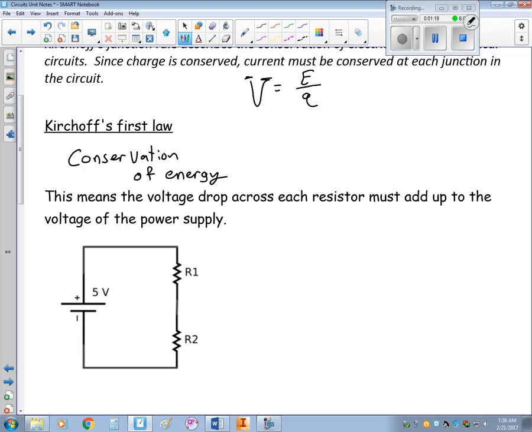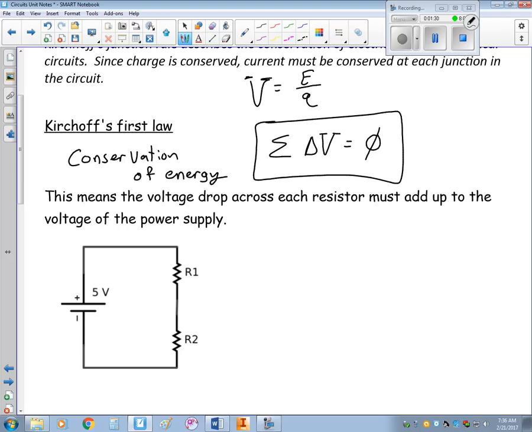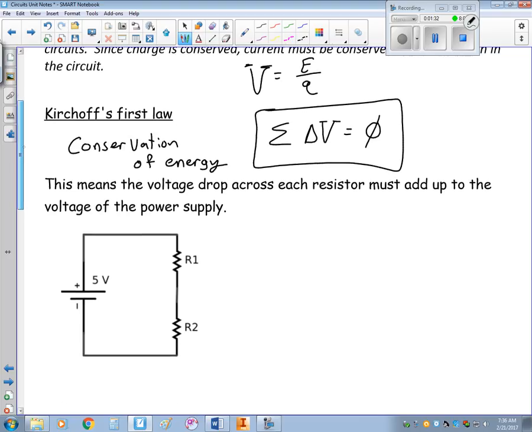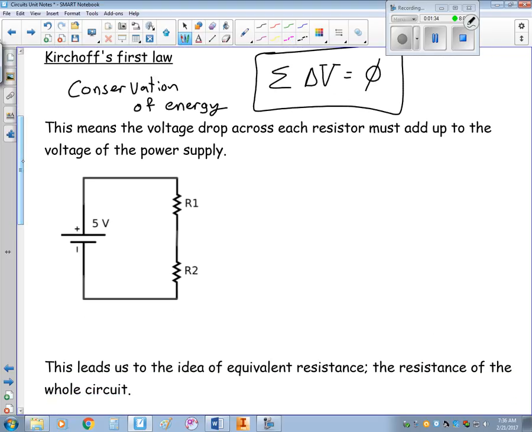So what that means then for Kirchhoff's first law is that the sum of all voltage drops in a circuit must equal 0. So this is Kirchhoff's first law. It also means that the voltage drop across each resistor must add up to being the voltage of the power supply. So here's a circuit, and I've got two resistors on it.